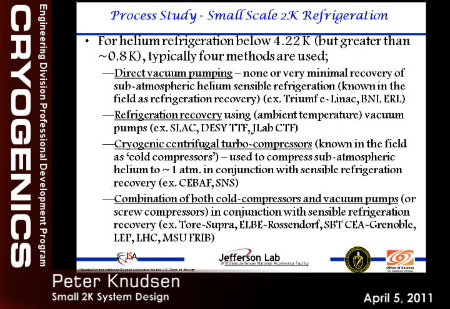So moving on to the process study. For refrigeration of helium below 4.2, there are typically four methods that are used. There's direct vacuum pumping, there's refrigeration recovery, there's using cryogenic centrifugal cold compressors, as we call them, and then a combination of using those cold compressors and warm compression. So some of the compression is done cold, the remaining amount is done warm.